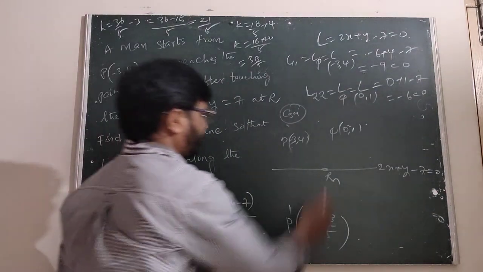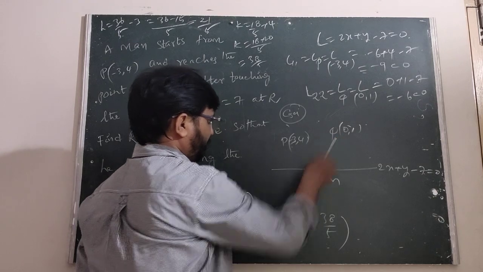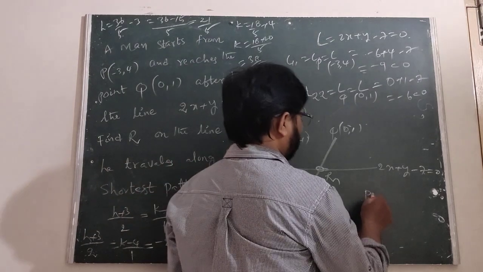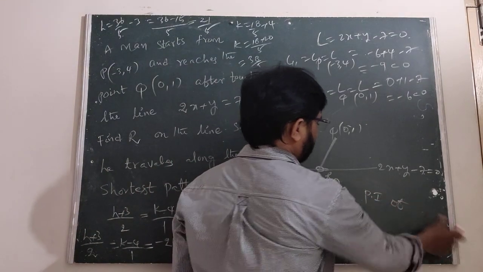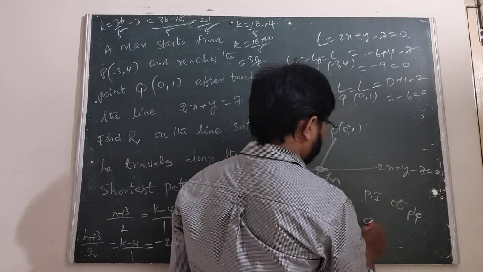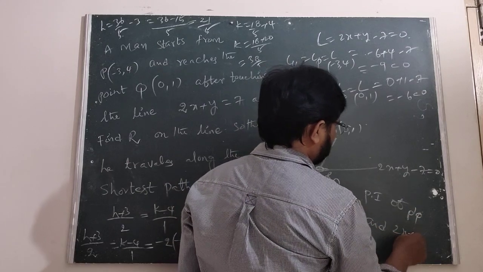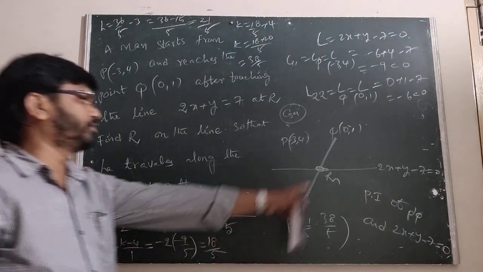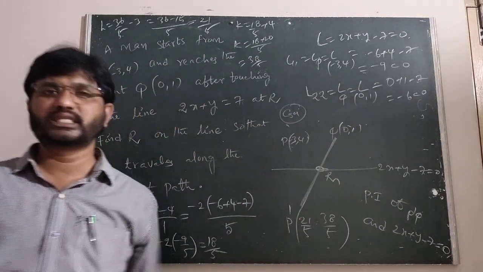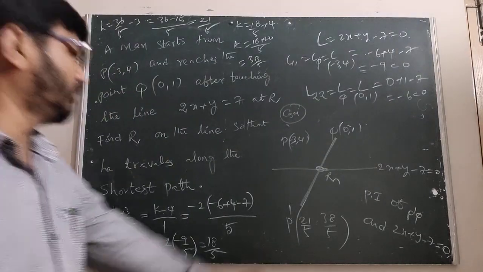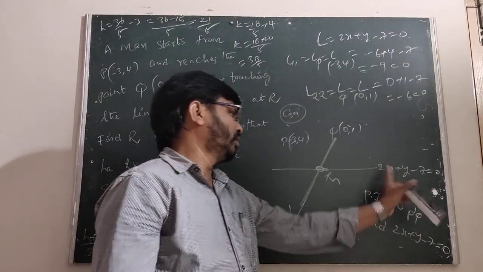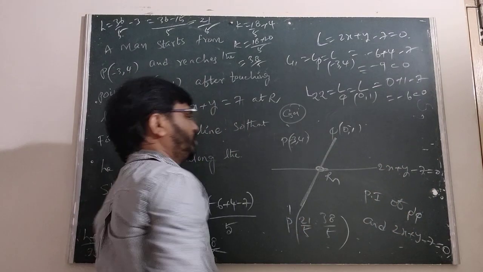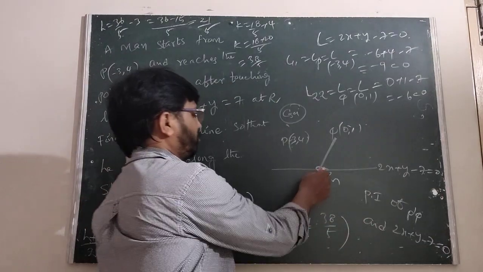How to get the R point? It is the point of intersection of P dash Q and the line 2x plus y minus 7 equal to 0. So how to find P dash Q? This is the two points form. The line is given as 2x plus y minus 7. The point of intersection of P dash Q and the line is our required point.